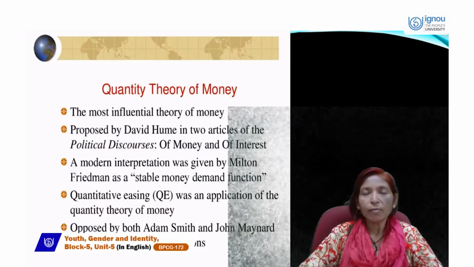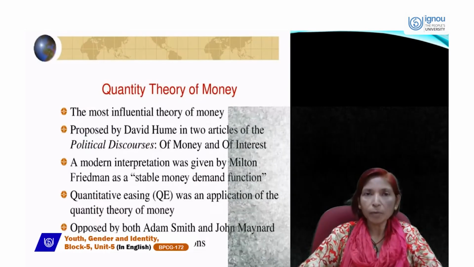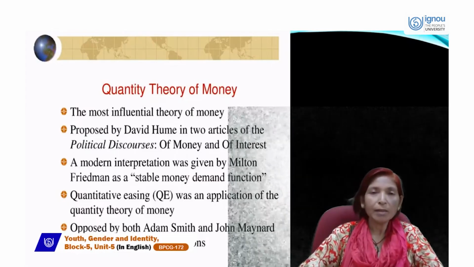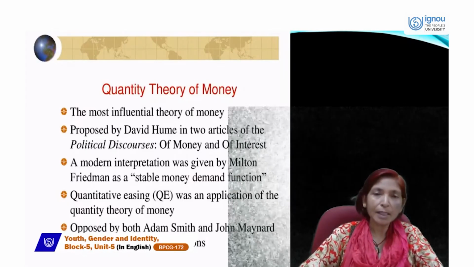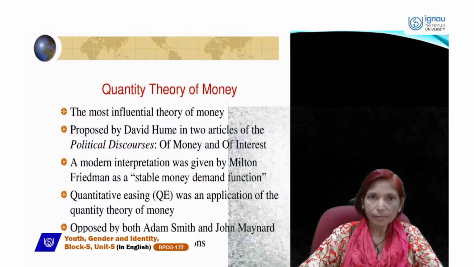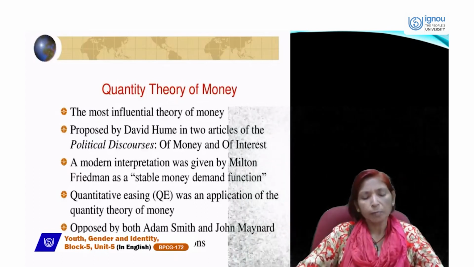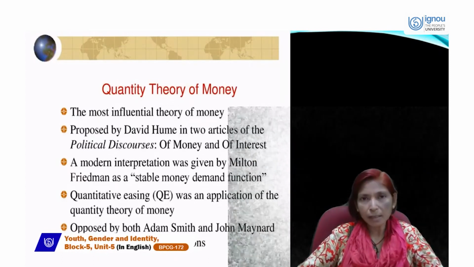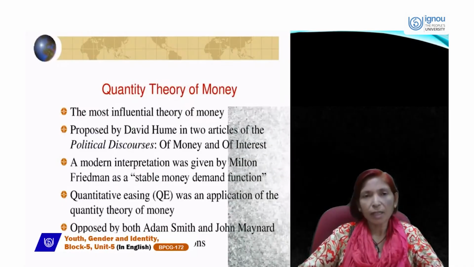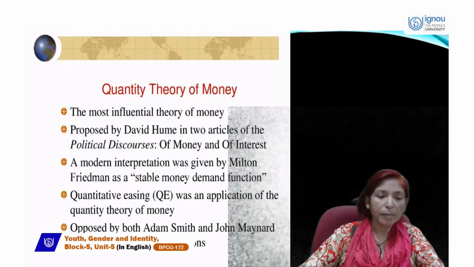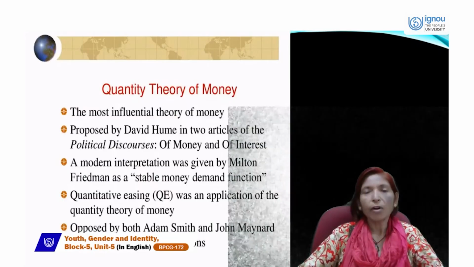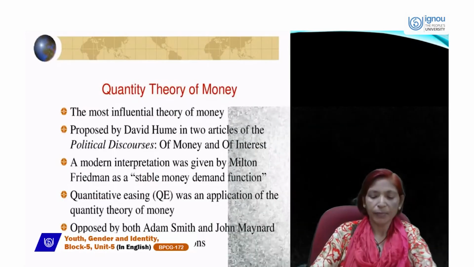The quantity theory of money was first introduced by David Hume, but it was developed and popularized by Irving Fisher. That's why this theory is known as Fisher's quantity theory of money. But after this theory was propounded and developed, some economists criticized it, in which J.M. Keynes and Adam Smith opposed Fisher's quantity theory of money for different reasons.